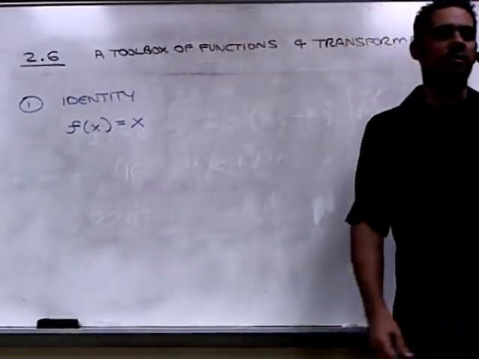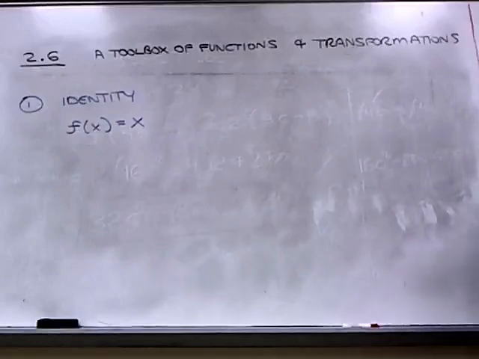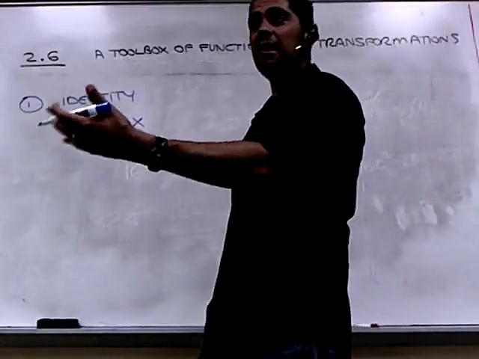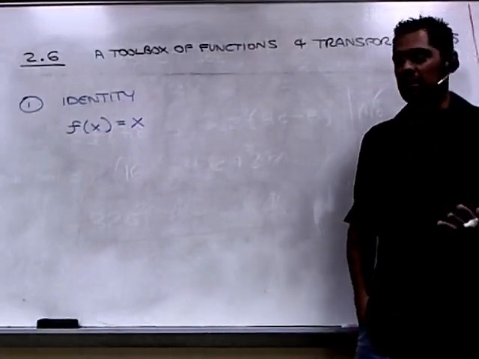If I plug in 2, what does it spit out? If I plug in 5, -10. So whatever goes in is identical to what comes out, right? It leaves it unchanged. Identity.